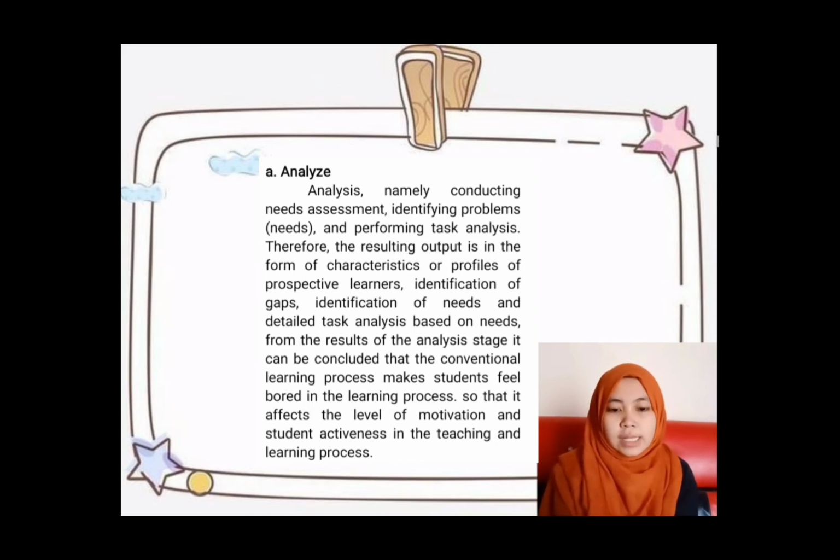From the result of the analysis stage, it can be concluded that the conventional learning process makes the student feel bored in the learning process, so that it affects the level of motivation and student activeness in the teaching and learning process.